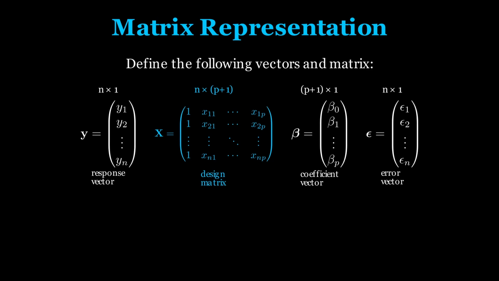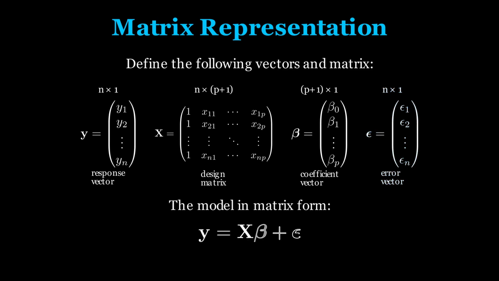Each row is one observation, the first column is all ones for the intercept, and the remaining columns are the predictor values. Multiplying a column of ones by beta 0 just gives beta 0 for every row. The coefficient vector beta is p plus 1 by 1, stacking beta 0 through beta p. And the error vector epsilon is n by 1, one residual per observation. These 4 objects let us write the entire multiple linear regression model in one compact equation, y equals x beta plus epsilon.